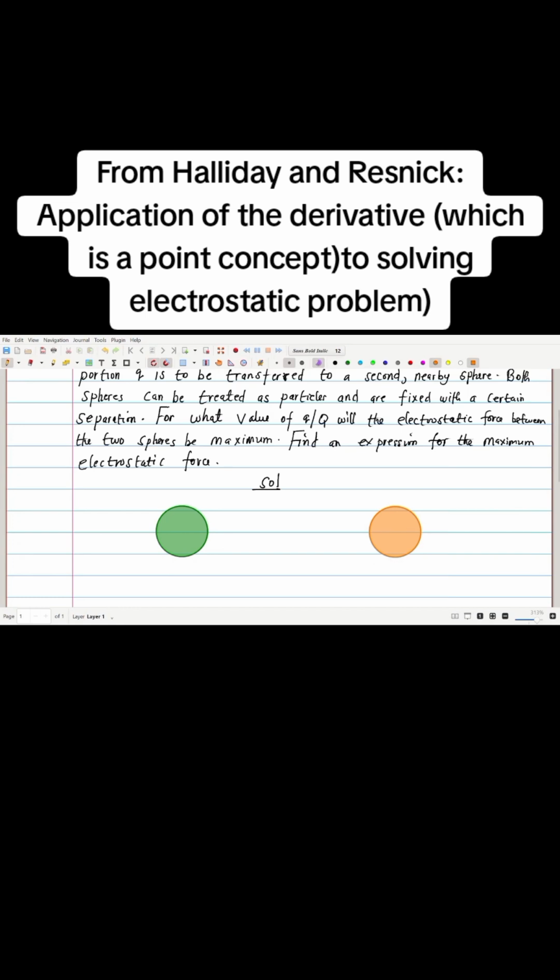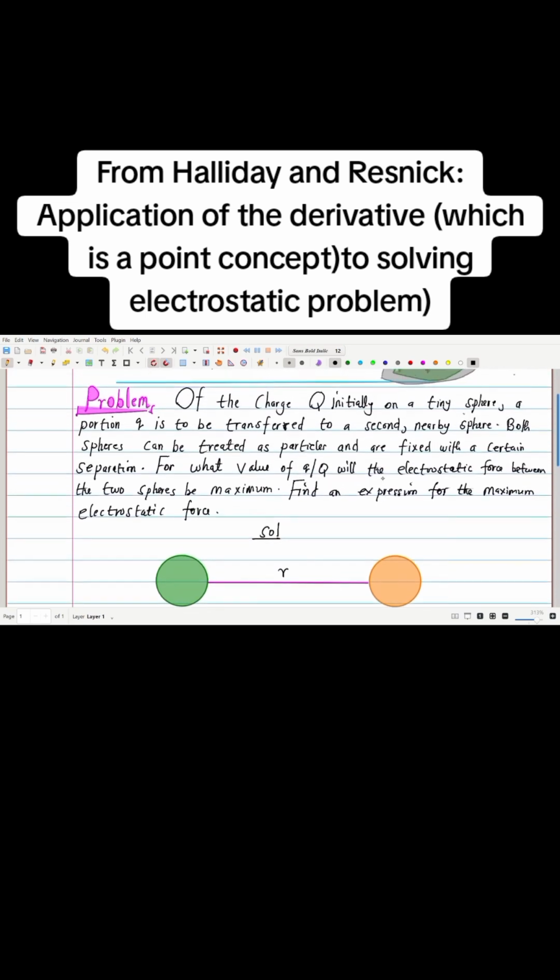Now, we are told that they are separated by a certain separation. So we'll put in the separation. Then the distance between them, we can call the distance r, right? So this is the distance. This is the first sphere, sphere 1, and this is the second sphere, sphere 2. All right, so this is the situation.